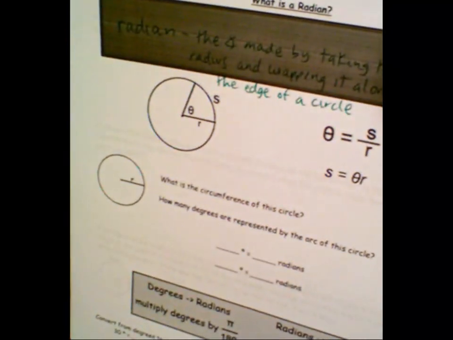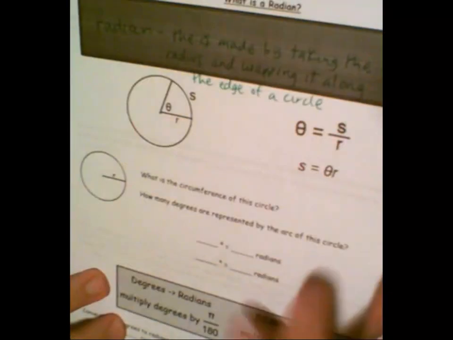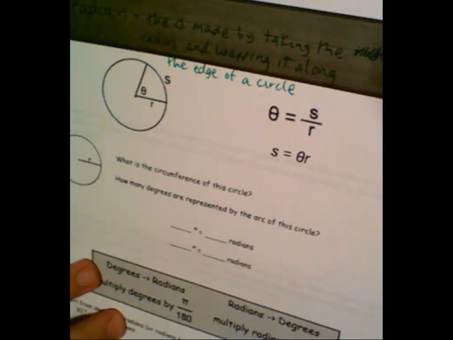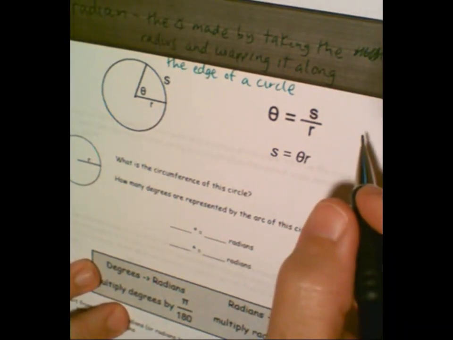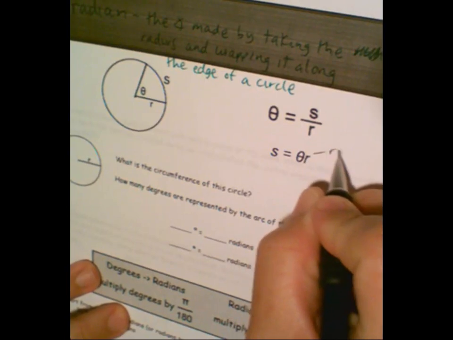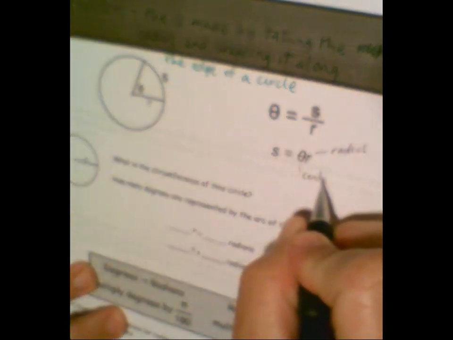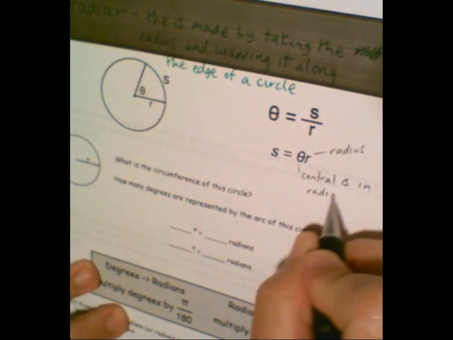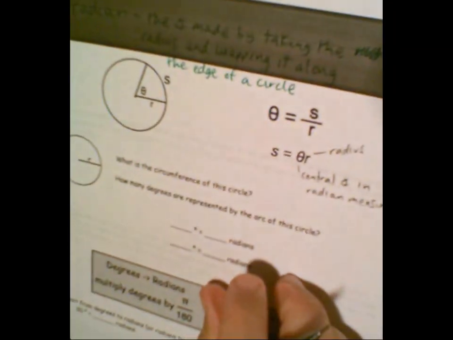So now, theta is equal to S over R. If you put this over 1 and cross multiply, you get S equals theta R. Or you can also get S equals R theta. R is the radius. Theta is the central angle in radian measure. It must be in radian measure. If it was in degrees, you would have to convert it to radian measure.